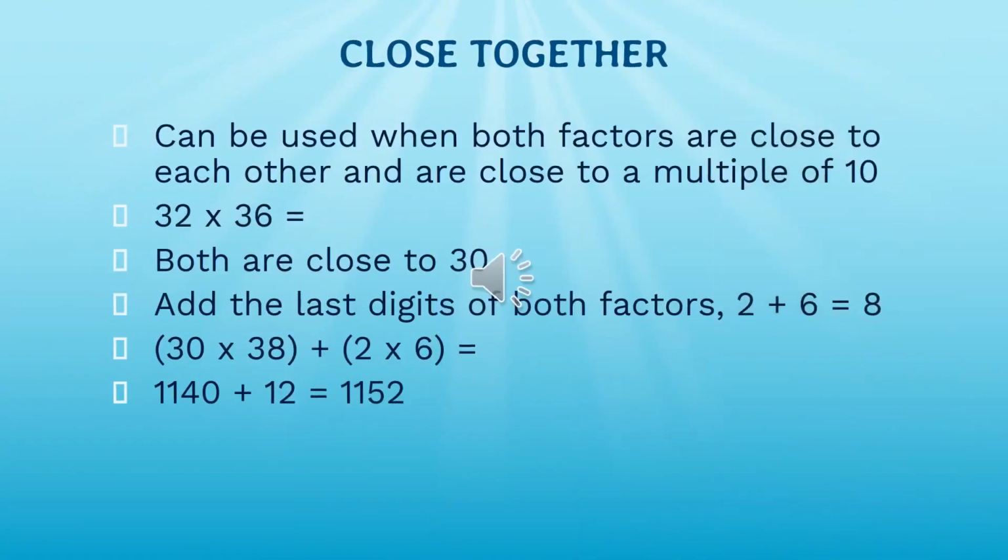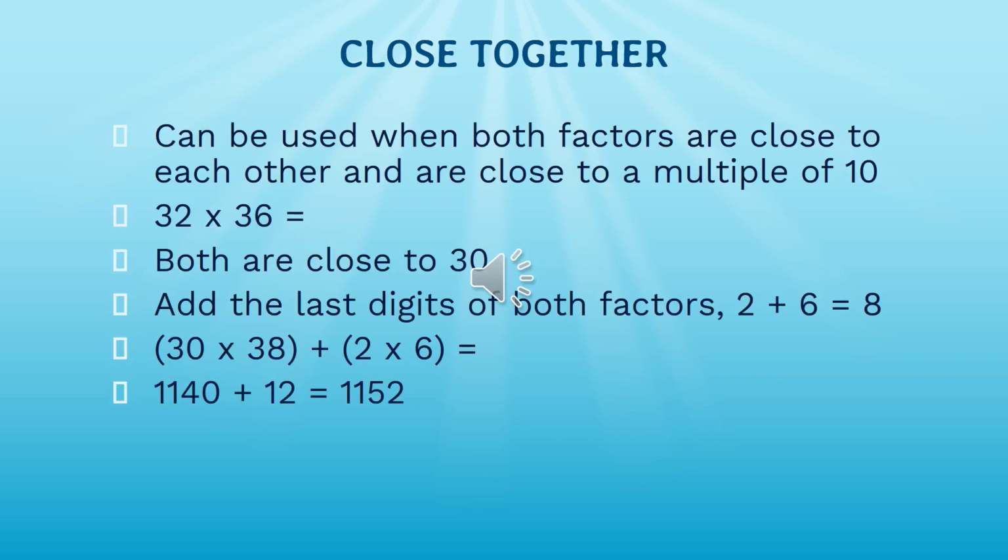Now the last but not the least technique is the close together technique, and this is one of my favorite techniques in mental multiplication. However, this is a bit limited because this can only be used when the factors involved are close to a multiple of 10 or close to the same multiple of 10. Okay, to show that, I have here an example.